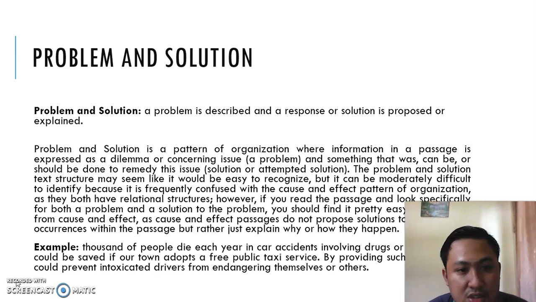The problem and solution structure may seem like it would be easy to recognize, but it can be moderately difficult to identify because it's frequently confused with the cause and effect pattern of organization, as they both have a similar structure. However, if you read the passage and look specifically for both a problem and a solution to the problem, you should find it pretty easy to distinguish from cause and effect. Cause and effect passages do not propose solutions to any negative occurrences within the passage, but rather just explain where or how they happen.